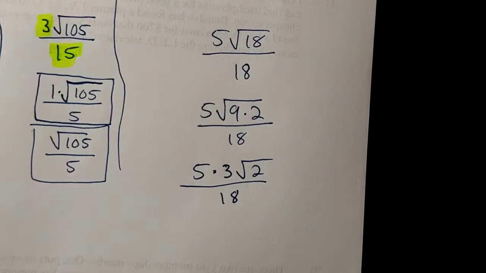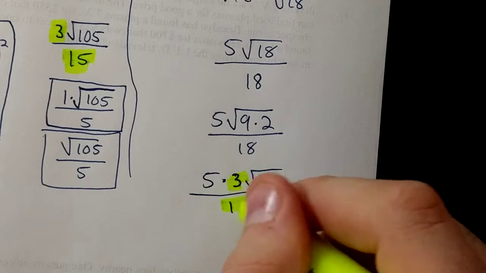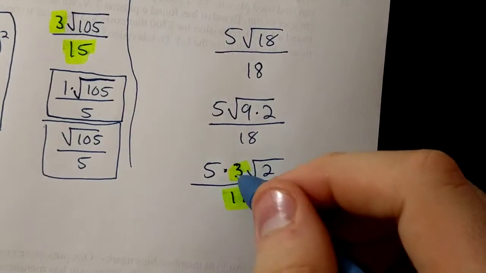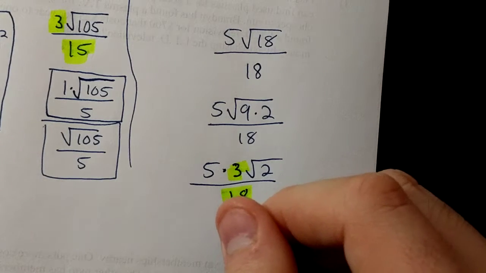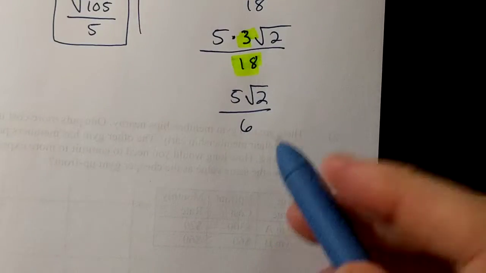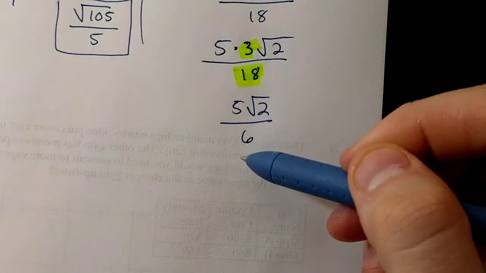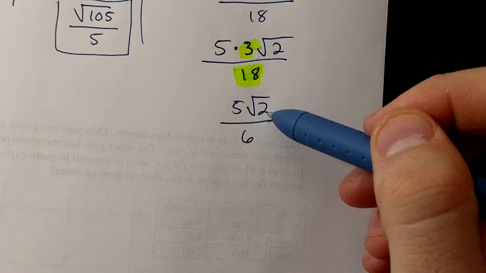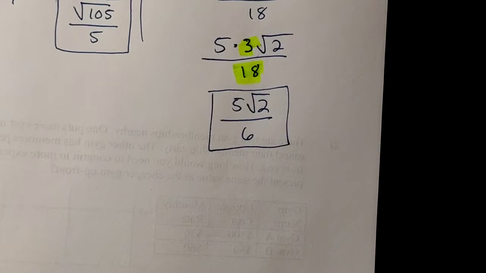This right here, 3 and 18, you can simplify. 3 goes into 3 once. 3 goes into 18 6 times. So this is going to turn into 5 root 2 over 6. So this turns into a 1. The 18 turns into a 6. 5 over 6 can't be simplified. Root 2 can't be simplified. You have now simplified the entire fraction.